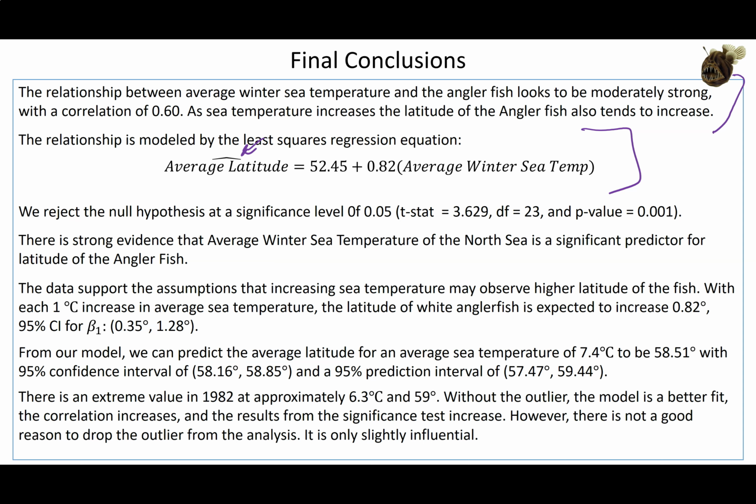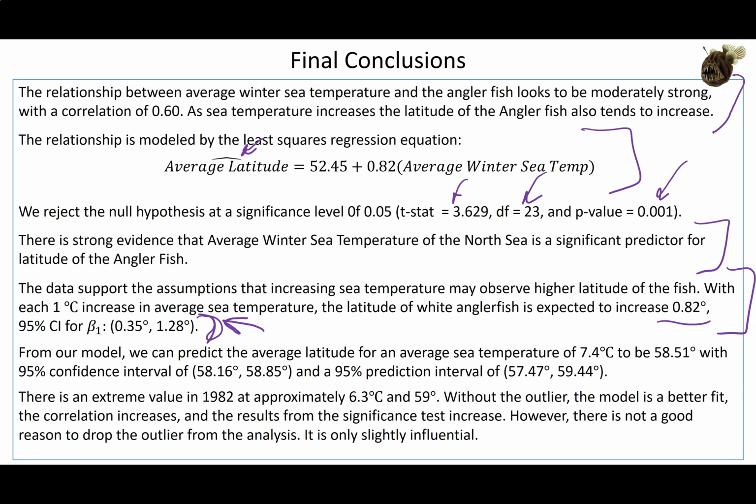So here, we reject the null hypothesis at a significance level of 0.05. Here, we give the t statistic, we give the degrees of freedom and the p-value. We do say, hey, there is very strong evidence that knowing the average winter sea temperature of the North Sea is a significant predictor. And here, this is where we're interpreting the slope. So the data support the assumptions that increasing sea temperature may increase higher latitude of the fish with each 1 degree increase in average sea temperature. The latitude of white anglerfish is also expected to increase about 0.82 degrees.